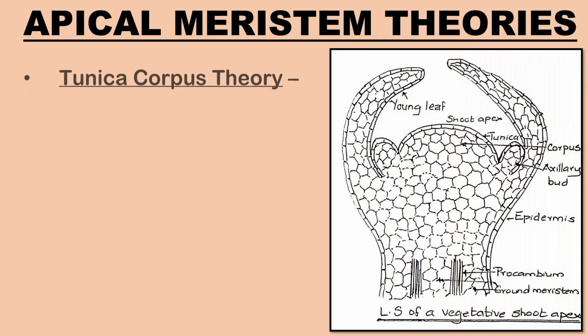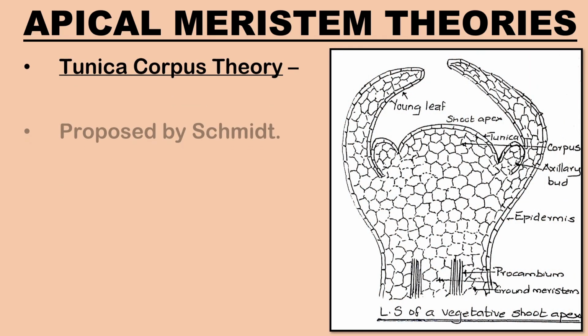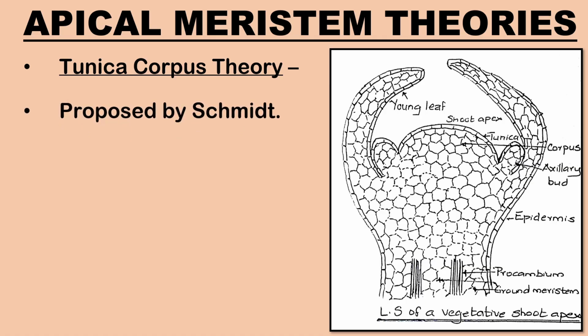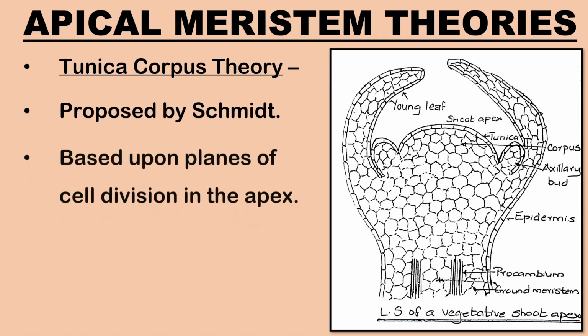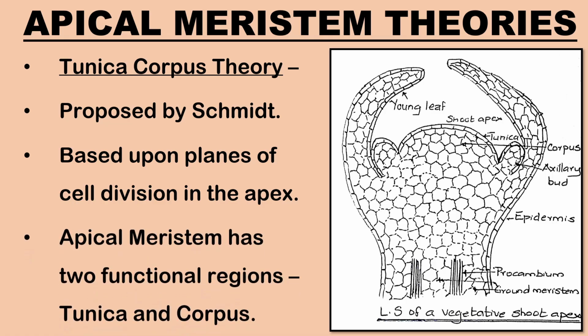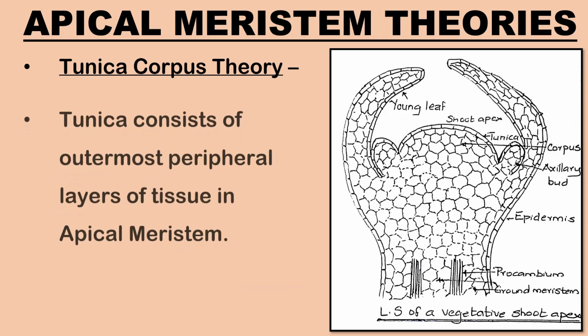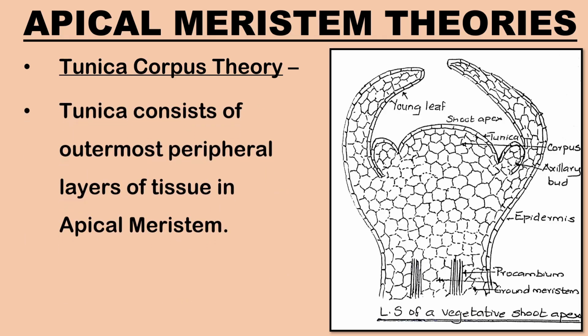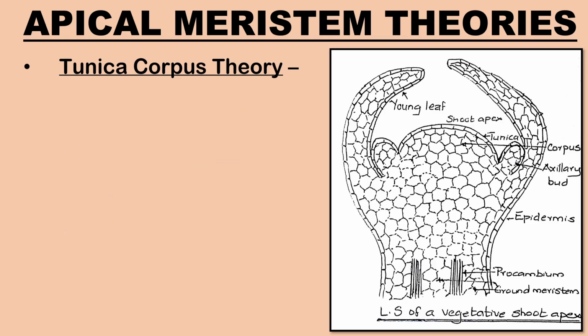Tunica Corpus theory is the most accepted theory. It was proposed by Schmidt. This theory is concerned with planes of cell division in the apex. According to this theory, there are two functional regions in the apical meristem, namely tunica and corpus. Tunica consists of the outermost peripheral layers of tissue in the apical meristem.